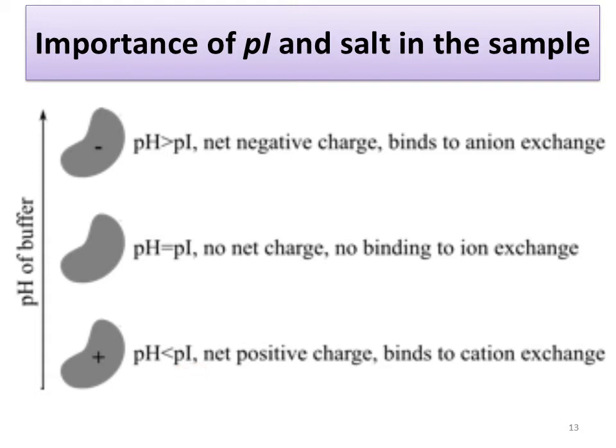So that means it is important to know about the isoelectric point of a protein, and the pH is adjusted in such a manner that the protein of interest would be able to bind to a suitable ion exchange chromatography column. So it is an important consideration regarding ion exchange chromatography.